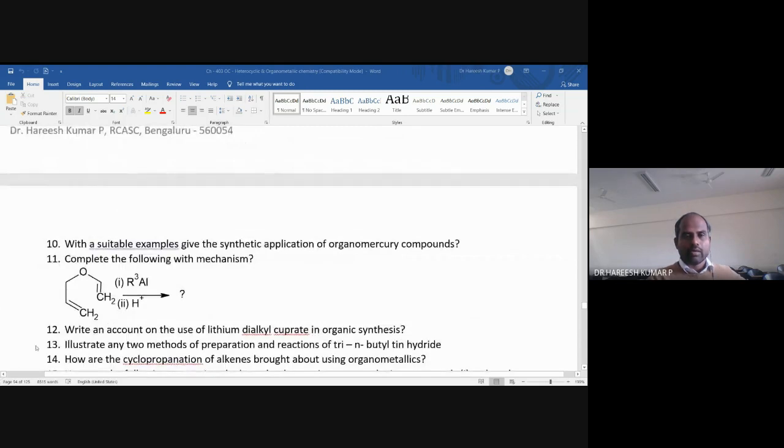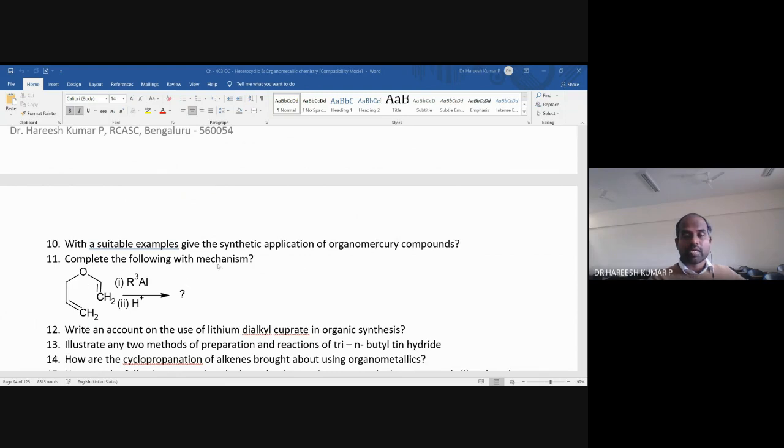With a suitable example, give the synthetic application of organomercuric compounds. Organomercuric compounds means carbon-Hg compounds. So how the carbon-Hg compounds are prepared, and how these are useful. Maybe you can say about the electrophilic substitution reaction. More particularly, you can also explain mercuration and demercuration, and also solvomercuration. Solvomercuration means mercuration as well as the solvent forming a bond with a double bond. Those examples you can also take.